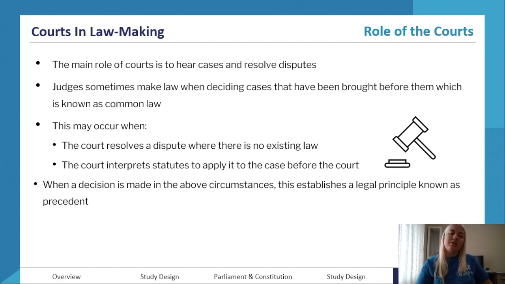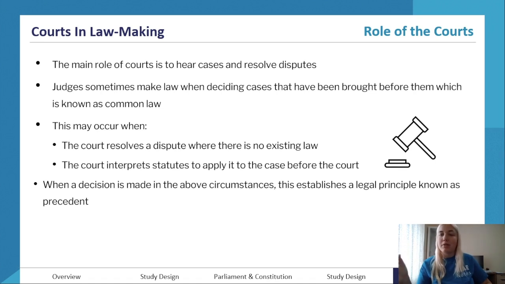So when a decision is made in the above circumstances, common law will be developed further, and a new legal principle will be established known as precedent. Precedent refers to those decisions that further develop common law in court cases, and precedent is legally binding on the courts. So precedent sets clear law that judges in future cases with similar circumstances will have to follow. Meaning, if a similar dispute comes up, any court that's lower within that same court hierarchy, for example the Victorian court hierarchy, has to abide by the precedent that's already been established.